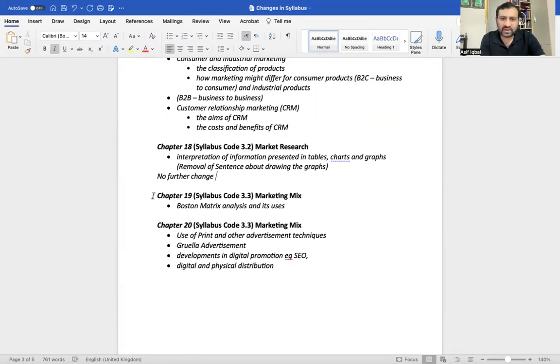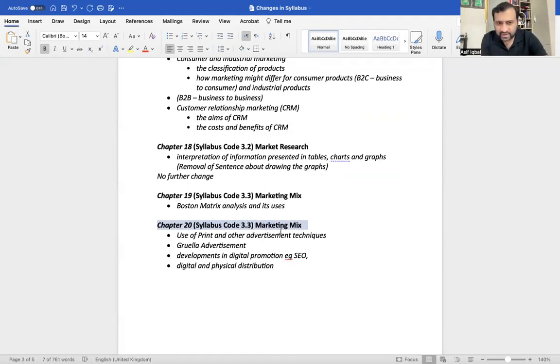In chapter number 19, the next chapter, the syllabus code is 3.3, the famous chapter with the name of marketing mix. What has been added to the marketing mix in the product part, in the product portfolio and product life cycle part, is a topic that has been added from A2. The name of that topic is Boston Matrix. So Boston Matrix and its uses are part of this chapter now.